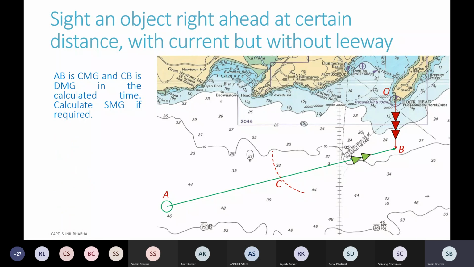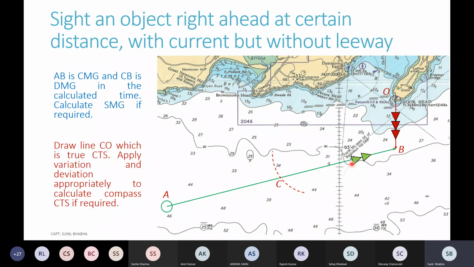Now, how is this possible? As I told you, line AB is our course made good line. And we have found out this point Charlie. Now, Charlie to Bravo, CB, is the distance made good in the calculated time, the time for which we drew the current vector, the time in which we will be covering up the distance at which we are required to sight the light right ahead. So this Charlie Bravo is the distance made good for that particular time.